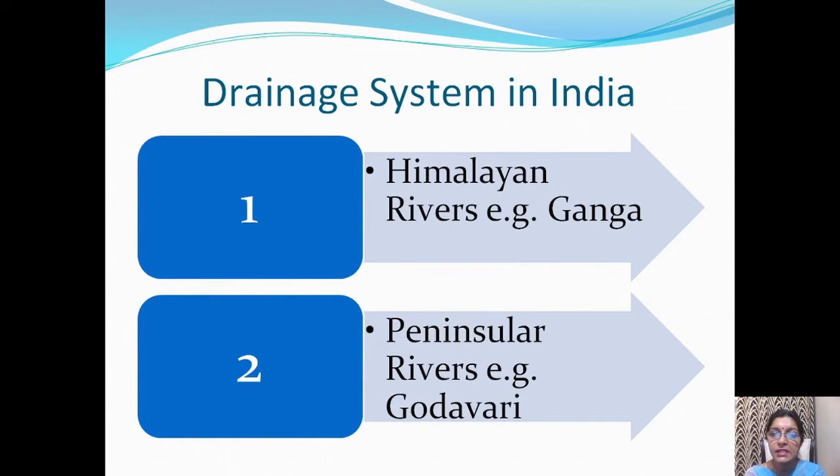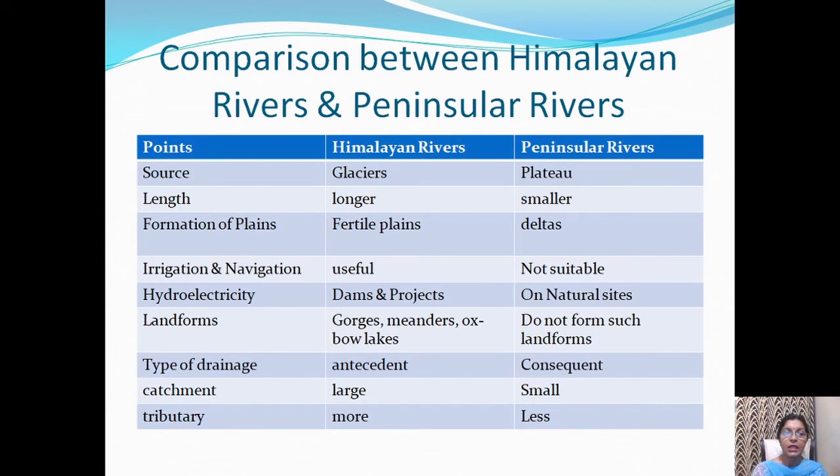The drainage system in India can be divided into two parts, Himalayan rivers and peninsular rivers. The rivers which flow above the Tropic of Cancer and have their source in the Himalayas are known as Himalayan rivers, and the rivers which flow below the Tropic of Cancer are peninsular rivers. The main part of the chapter is the comparison between Himalayan rivers and peninsular rivers.